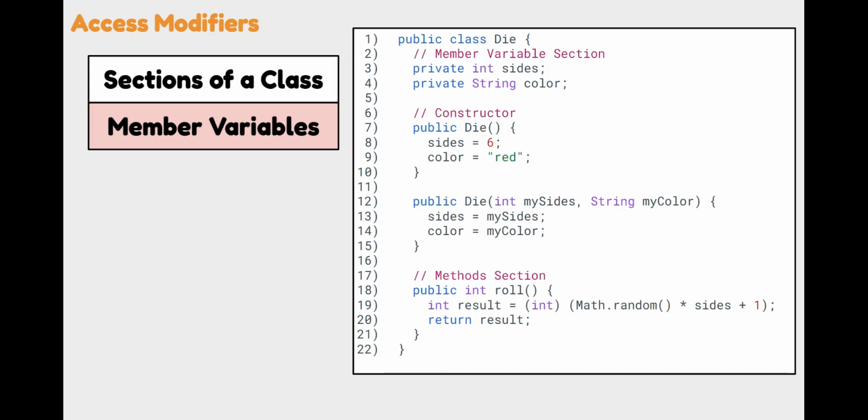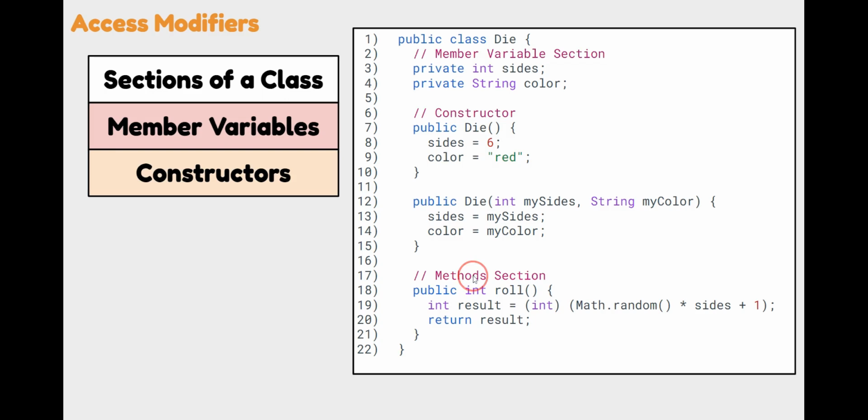Looking at line 6, that's where the next section of the class starts. That's our constructor. We have 2 different constructors, one that starts on line 7. It is a constructor that takes no parameters, and it sets the number of sides to 6, and it sets the color to red. So a classic red 6-sided dice. We have a second constructor where you can specify how many sides you want for your die and what color you want your die to be.